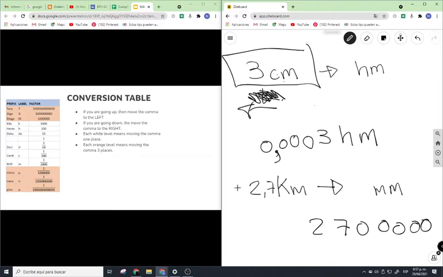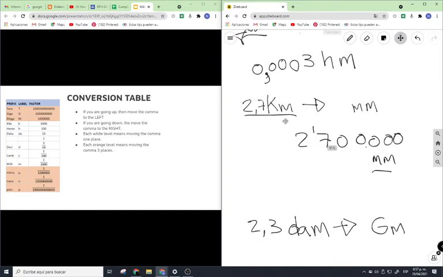So our final result is 2,700,000. Okay, so 2,7 kilometers are 2,700,000 millimeters. Okay, we converted from kilometers to millimeters. Okay, now we are going to see 2 more examples, but having to move from the white to the orange. Okay, or from the orange to the white. So let's see what happens.